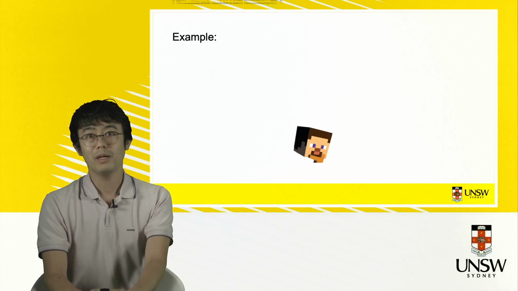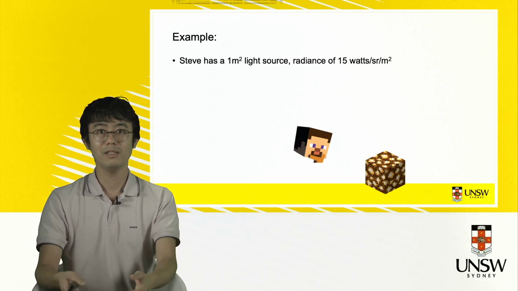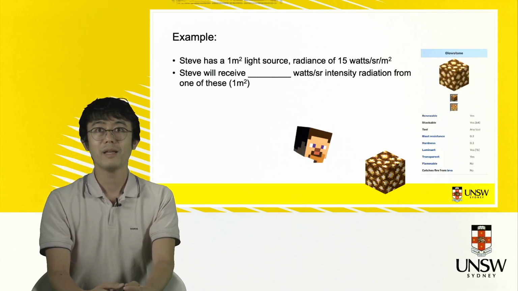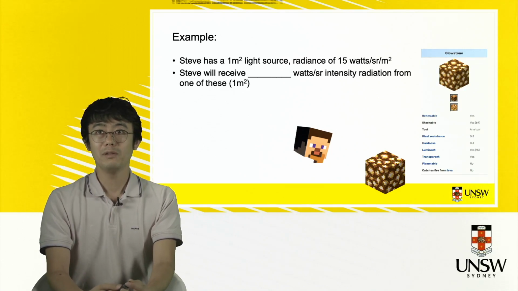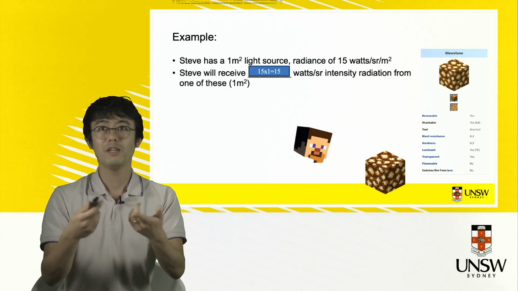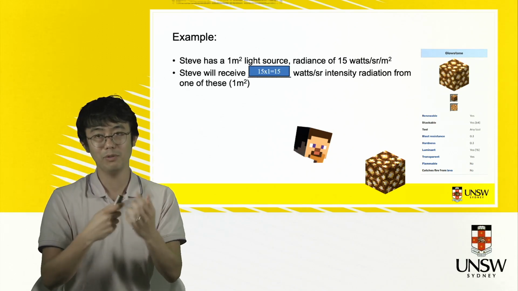So here's an example here. Here's Steve. He has a light source that's 1 square meter in size, and the radiance is 15 watts per steradian per meter squared. Steve will receive an intensity of how much from one of these blocks? Well, it's 1 times 15. He receives a 15 watts per steradian intense beam from this block.